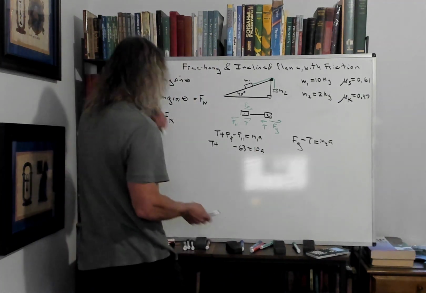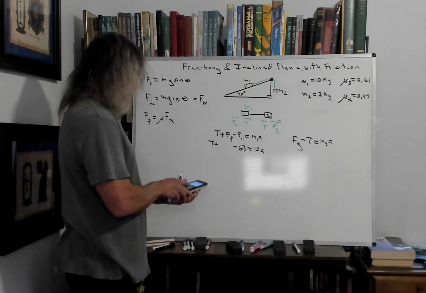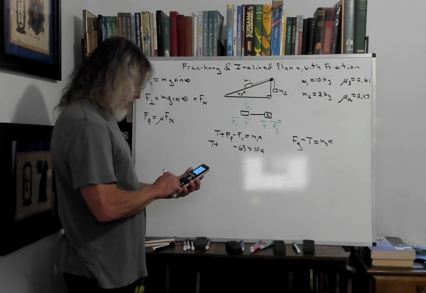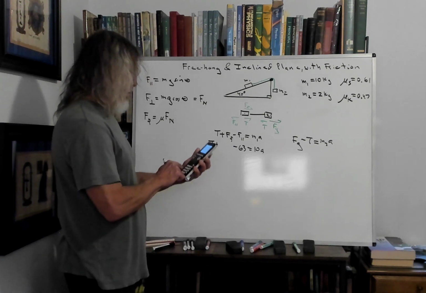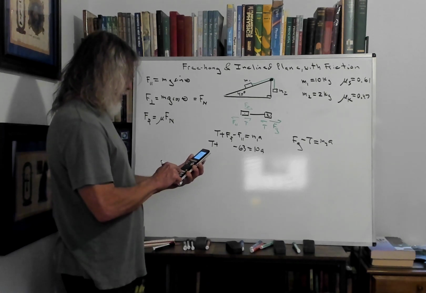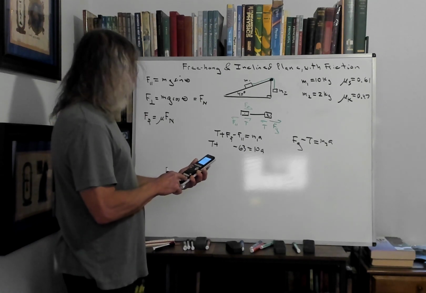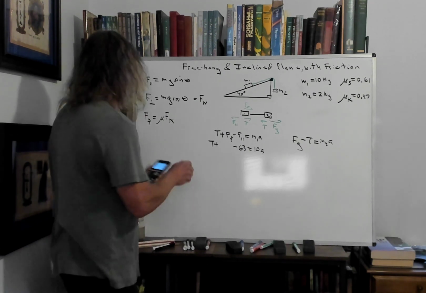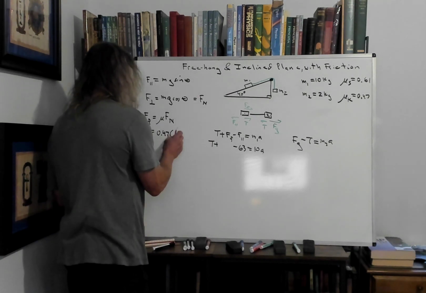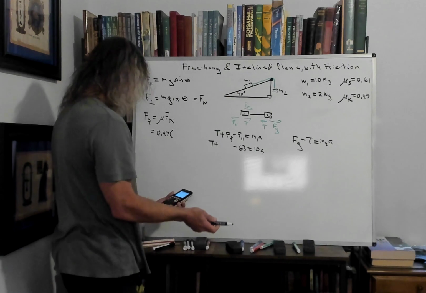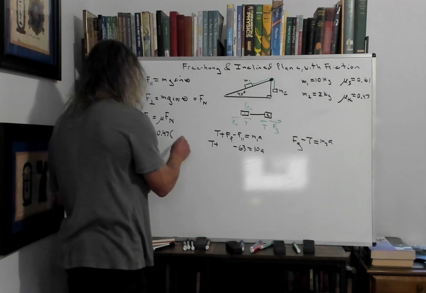Let me get the force of friction. So the normal times the kinetic. So we have 10 times 9.8 times cosine 40. That's 75.07. And then 0.47. So this part was 75.07.